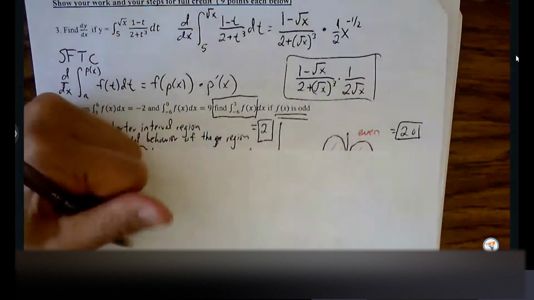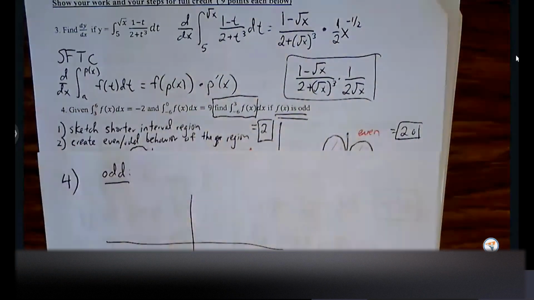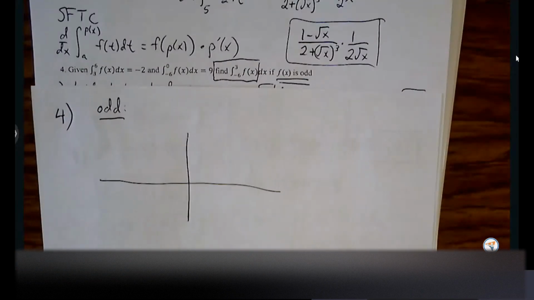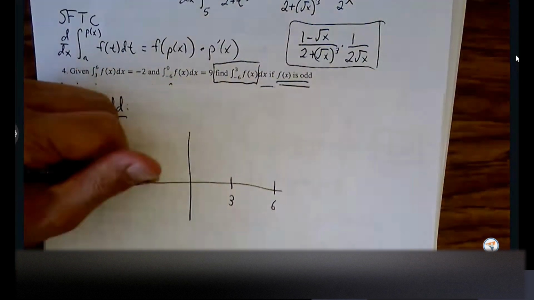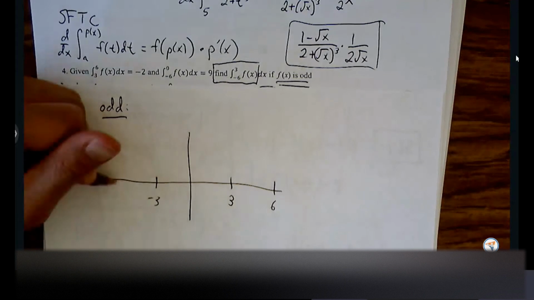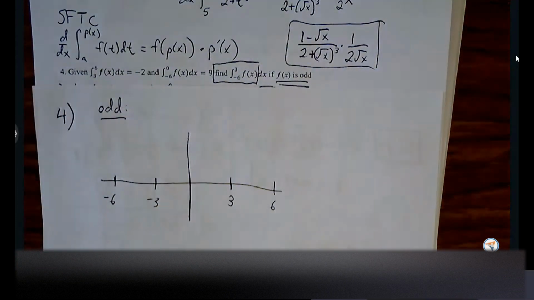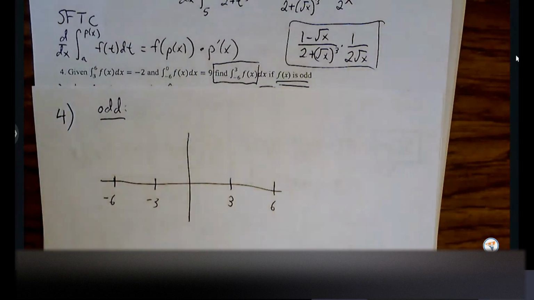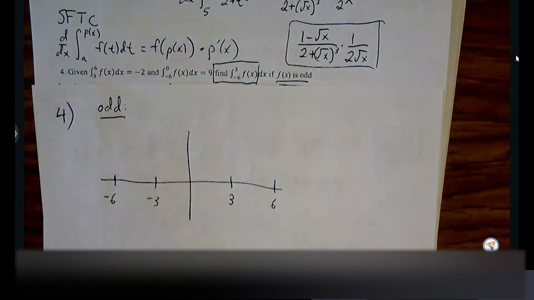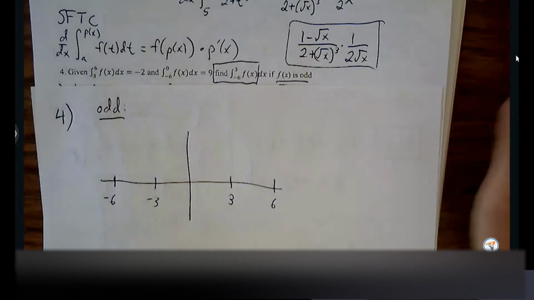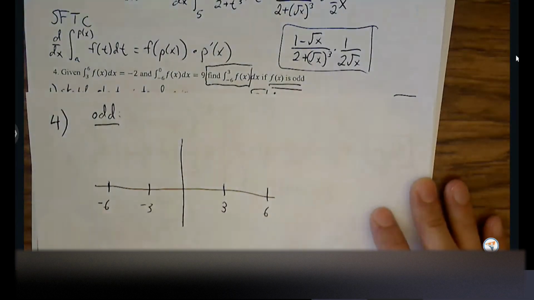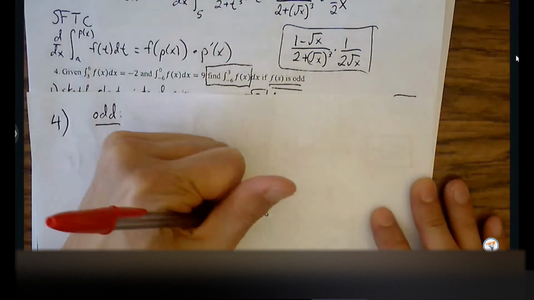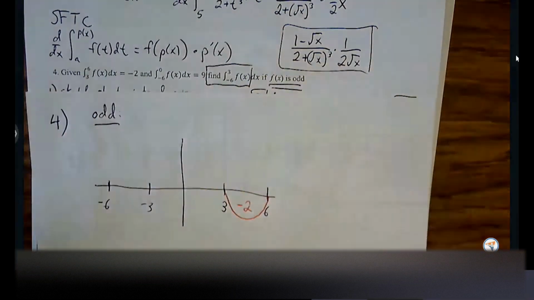Okay, so here's my graph. I'm going to create a situation where I see from 3 to 6. I'll just create that 3 to 6, and that means I'm going to be creating a similar notation on the other side. Okay, so from 3 to 6, my region is -2. So that's going to go below the x-axis.